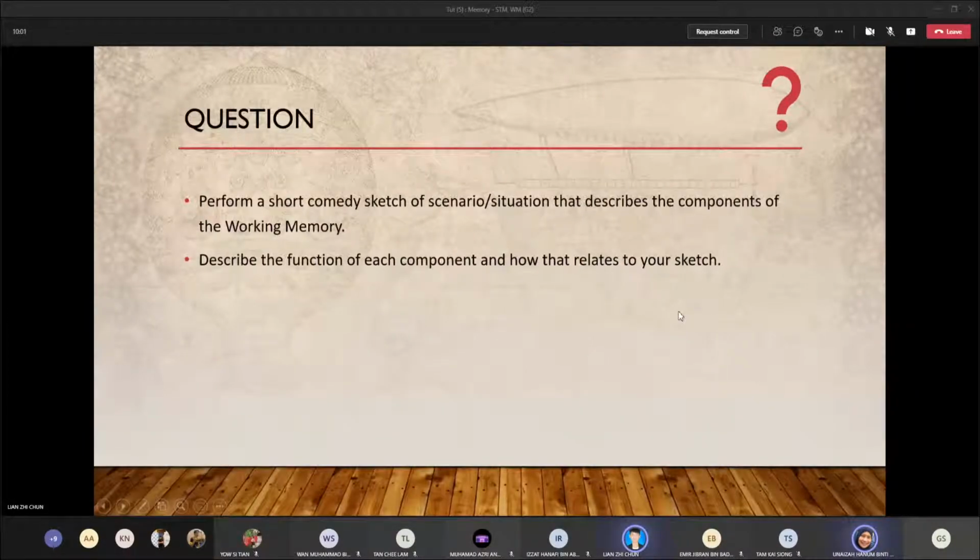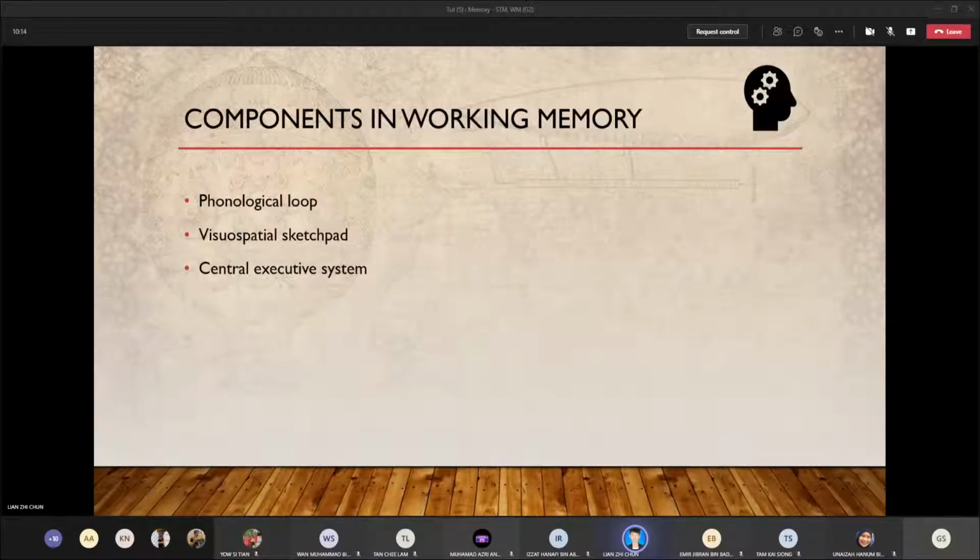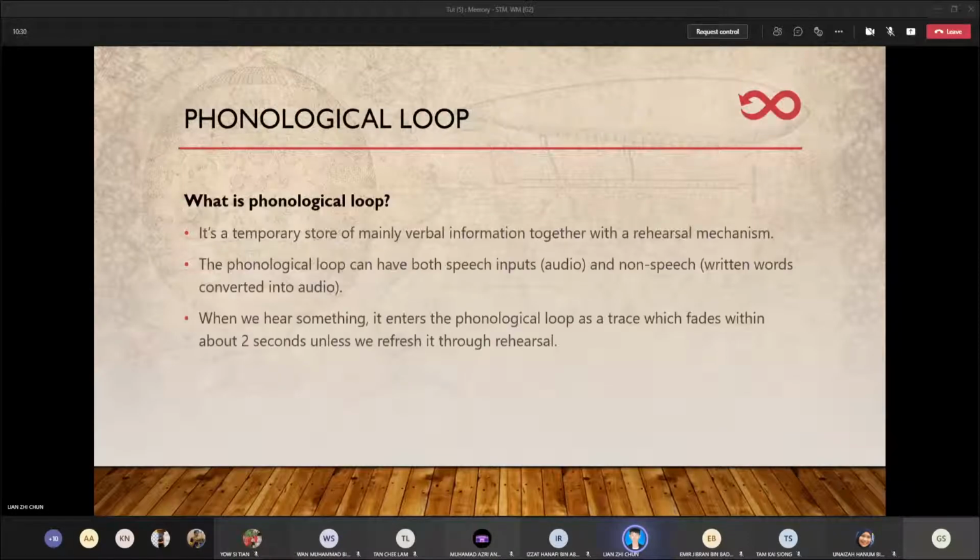So our question is, we want to perform a short comedy sketch of a scenario or situation that describes the components of the working memory, the function of each component, and how that relates to the sketch. First we need to know the components in working memory. There are 3 components: the phonological loop, the visual spatial sketchpad, and finally the central executive system. We go to the first one, phonological loop.